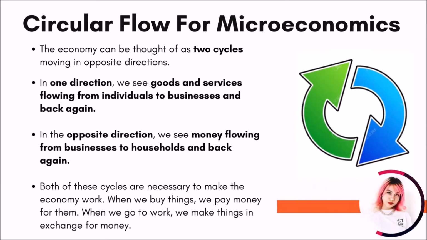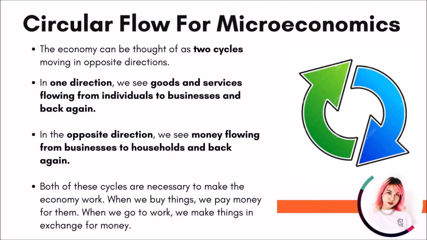Circular flow for microeconomics. The economy can be thought of as two cycles moving in opposite directions. In one direction, we see goods and services flowing from individuals to businesses and back again. This represents the idea that as laborers, we go to work to make things or provide services that people want. In the opposite direction, we see money flowing from businesses to households and back again. This represents the income we generate from the work we do, which we use to pay for the things we want. Both of these cycles are necessary to make the economy work.